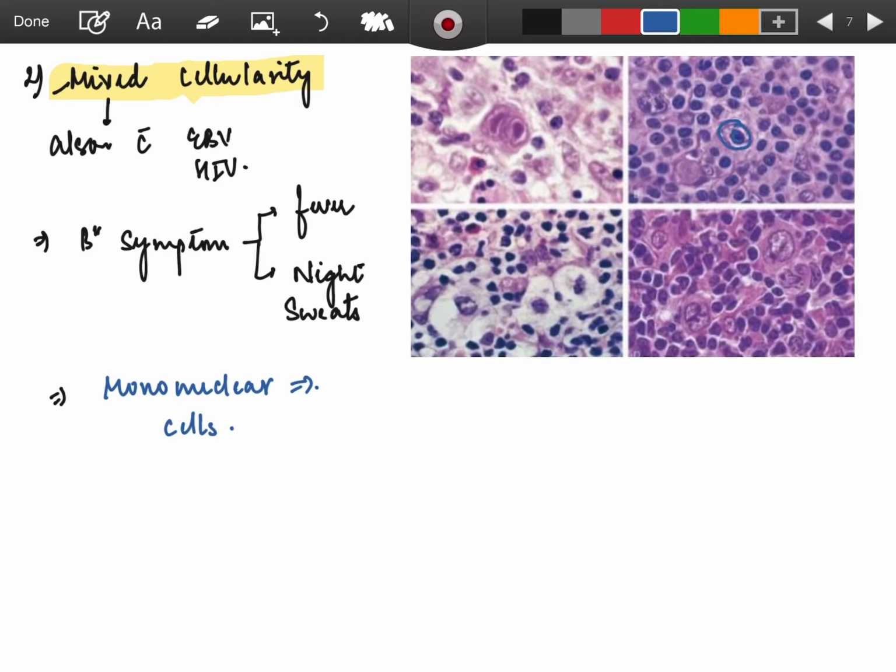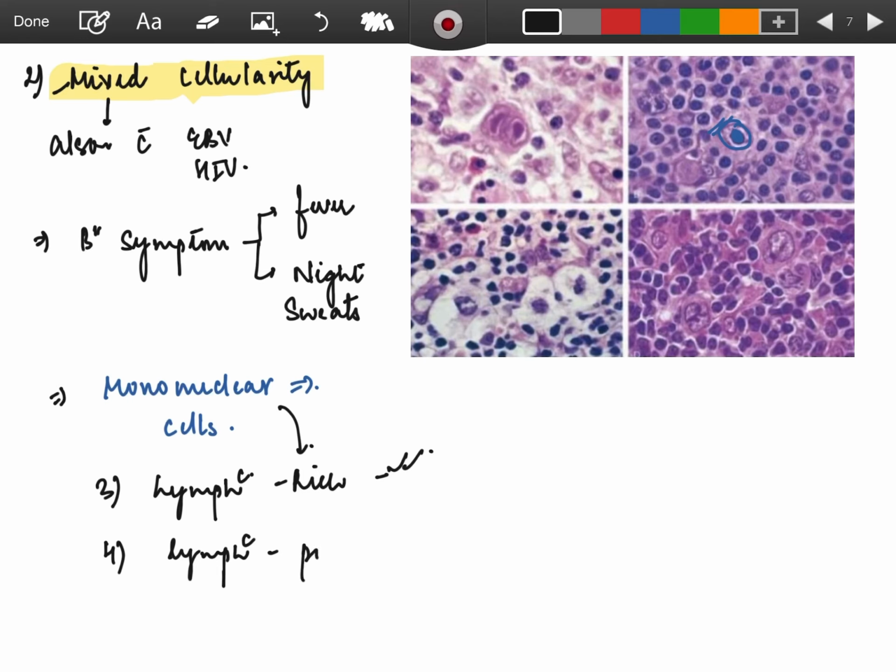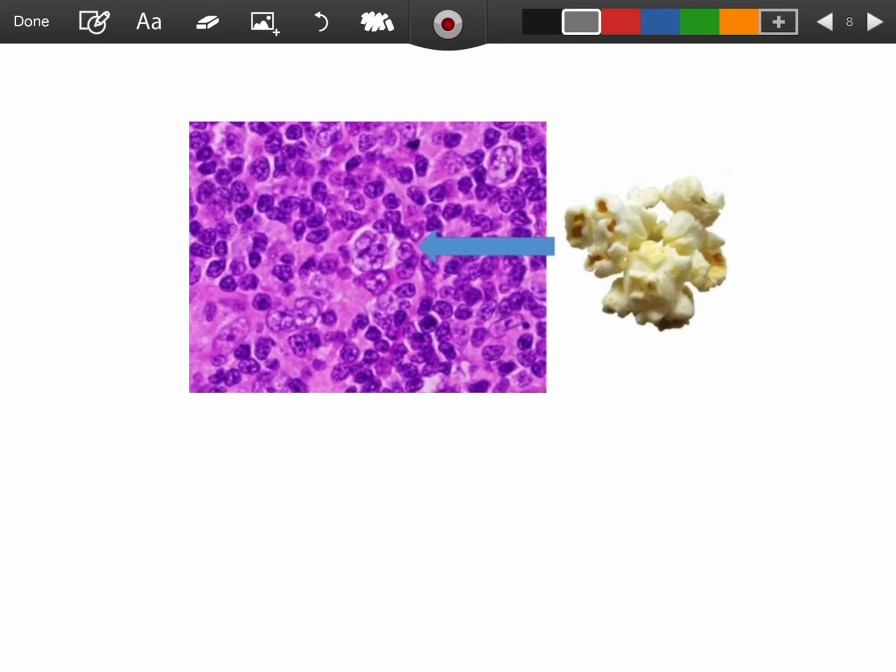Mono stands for one or single nucleus. So there's only one nucleus. In the previous one we saw two nuclei inside the cell. So coming to the lymphocyte-rich type, there is also the presence of mononuclear cells, and the lymphocyte-depleted type has the worst prognosis. It contains a very high amount of atypical features of the B cells.